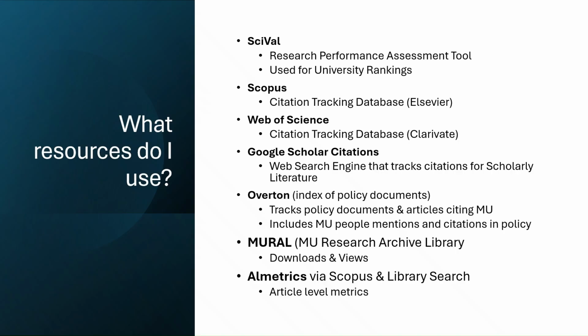And we've Overton, which is an index of policy documents, and this will track policy documents and articles citing MU, and includes MU people mentions and citations in policy papers. So very useful that. And that data will actually feed into SciVal as well, which I'll get to. We've MURAL, which is the Maynooth repository, and if you put your papers in there, your PhDs and so on, you'll be able to view the number of downloads and views you're getting and then make use of those metrics. And then altmetrics data is available through Scopus and Library Search, and they're article level metrics.